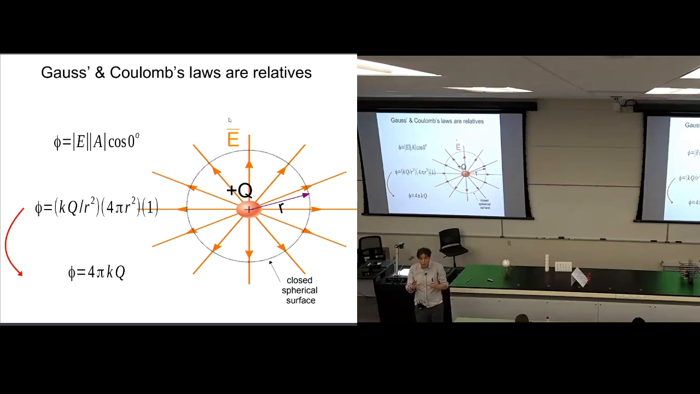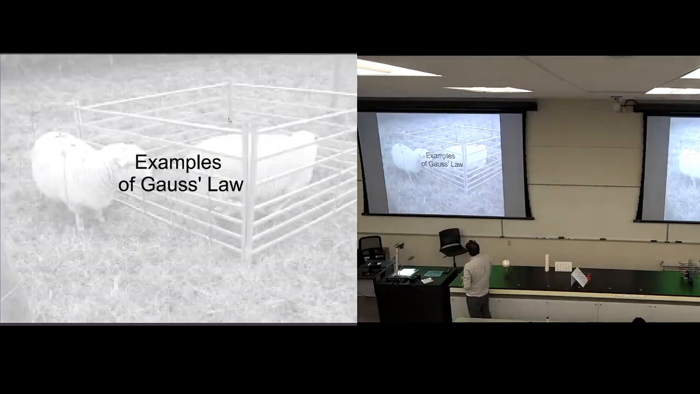They're just alternative ways of describing how electricity works, and sometimes one is more useful and handier, like for the dipole, you want to use Coulomb's law. Sometimes another one is handier. If you had a sphere of charge, Gauss's law is way better. You want to use Gauss's law. Examples of Gauss's law. So now we've got to do some examples of Gauss's law.